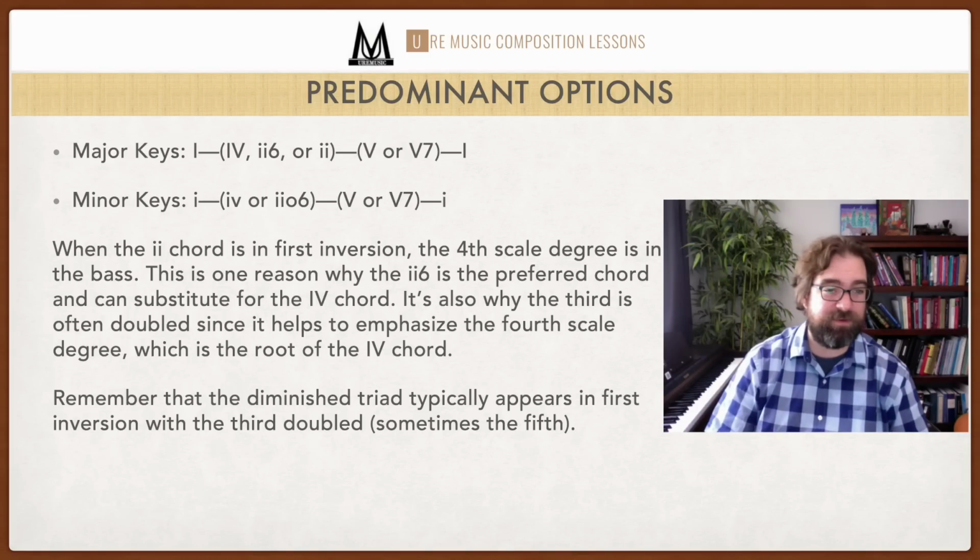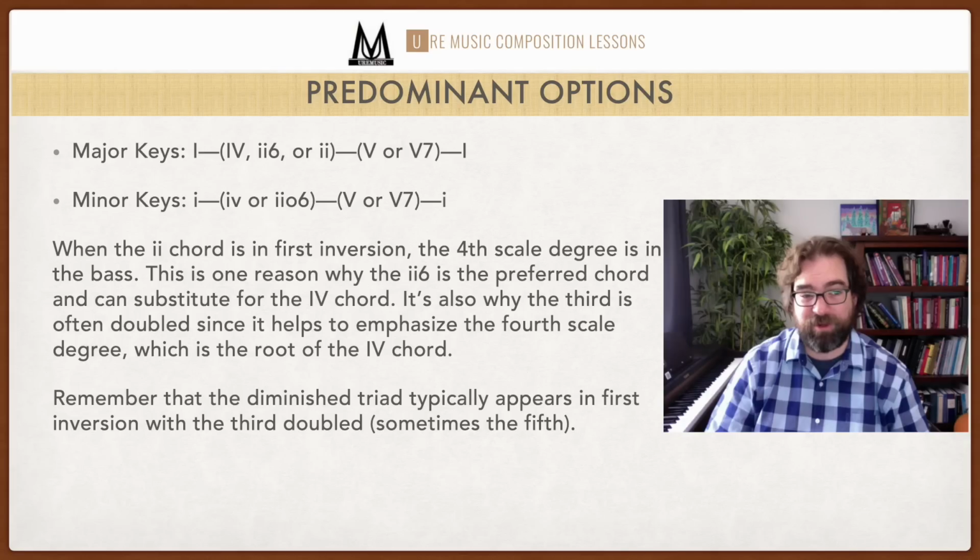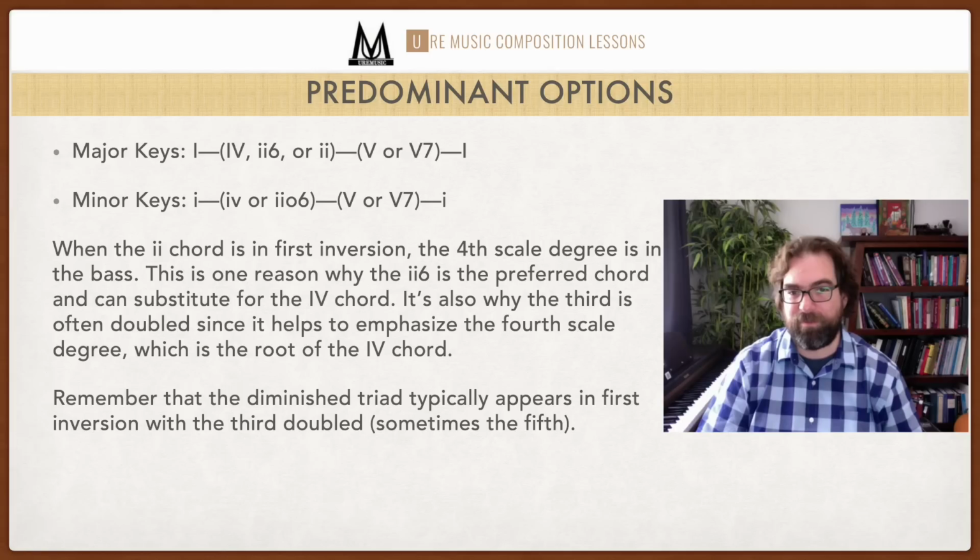You're not going to have a minor 2 chord in a minor key. It's going to be diminished. So because it's diminished, what you're going to do is you're going to make sure you put it in first inversion. If you find a 2 diminished chord in root position in the classical style, then that's very unusual, and it's something you should probably look at a little more closely because the composer is trying to do something different.